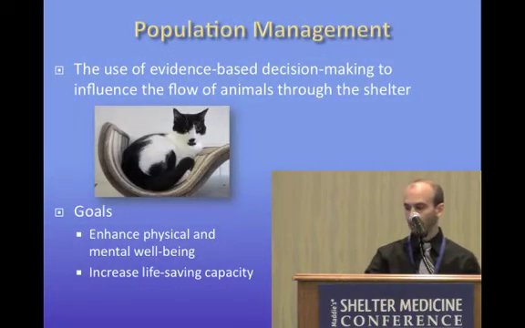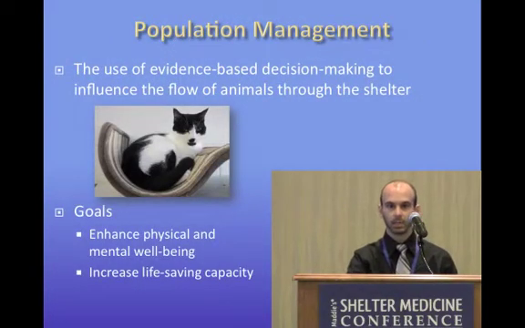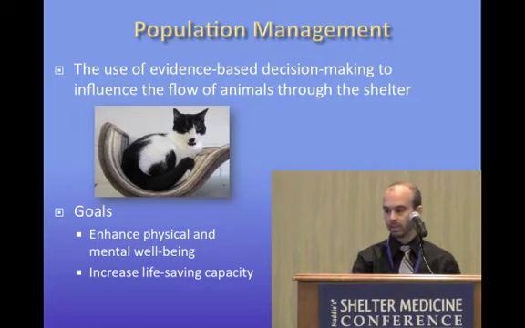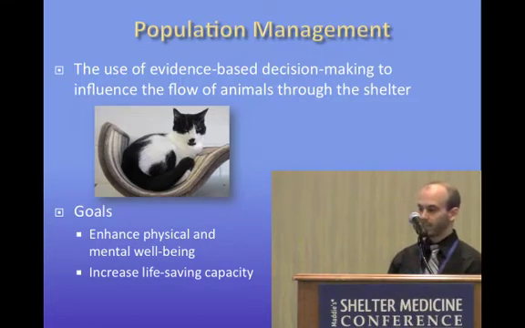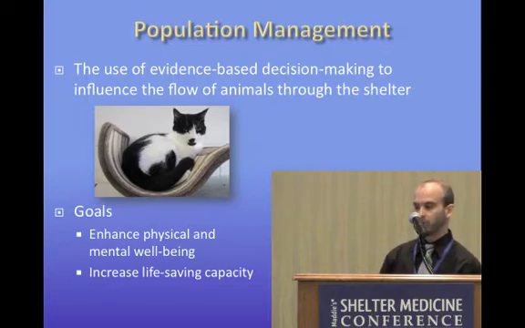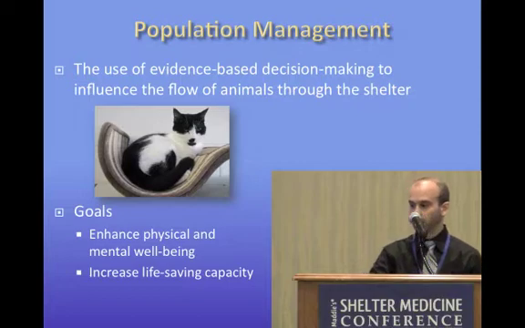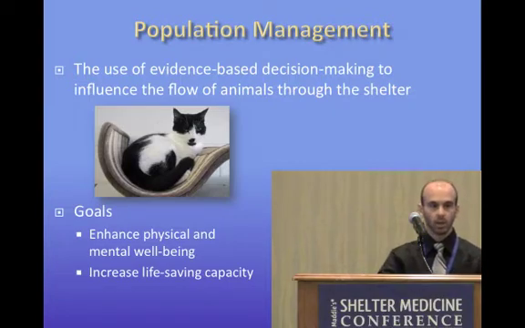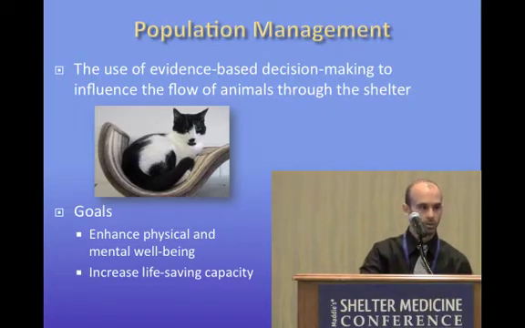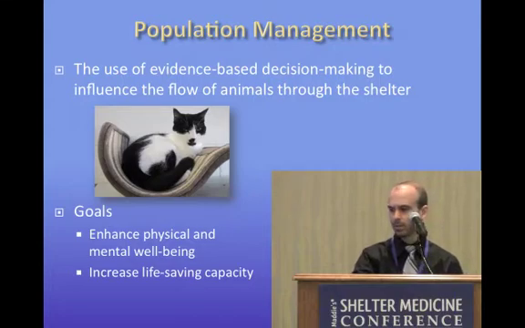So to start out, we'll talk a little bit about what population management is and what I mean when I say that. And so one definition is population management is the use of evidence-based decision-making to influence the flow of animals through the shelter. So again, that's a very proactive thing. The evidence-based portion of it that I'm talking about is the information that you're going to collect when you're doing daily rounds and you're actively managing the population in the shelter.